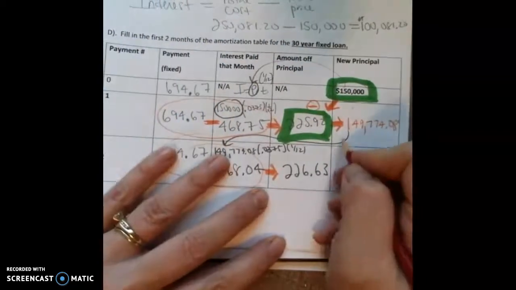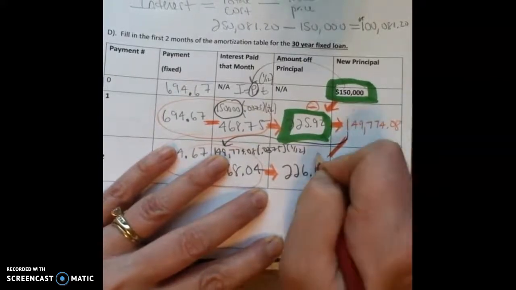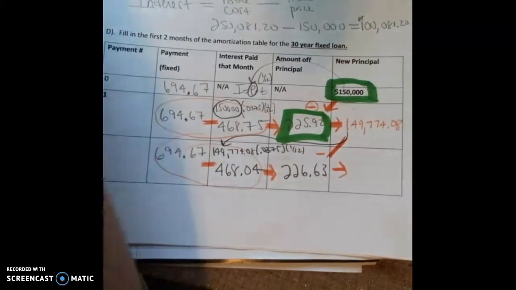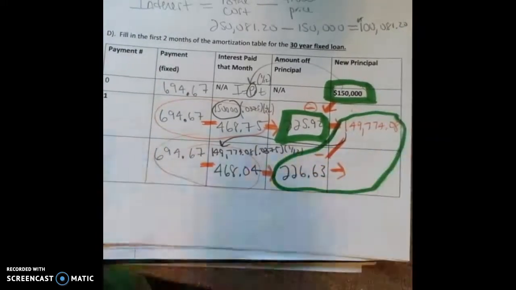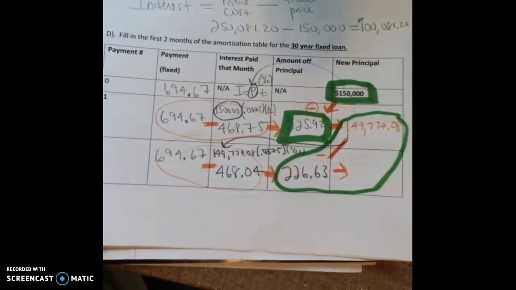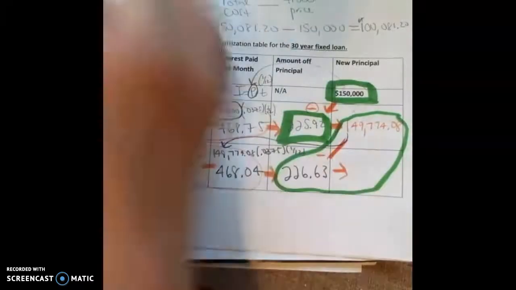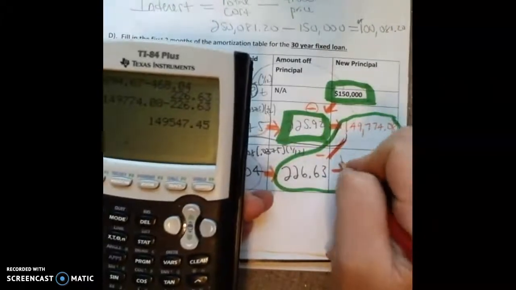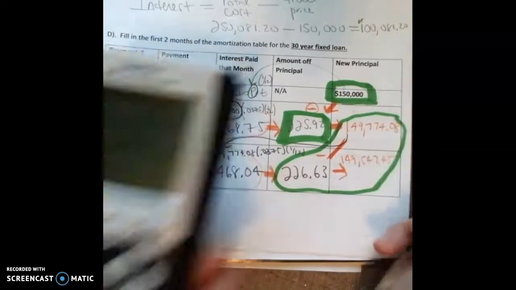So these two are going to subtract, and then the answer is going to be there. So you're going to take these two answers now, so this minus that, to get the new amount there. All right, so I'm going to take 149,774.08 minus 226.63, and again, that is my new amount that I owe. Okay, and then I could keep going.